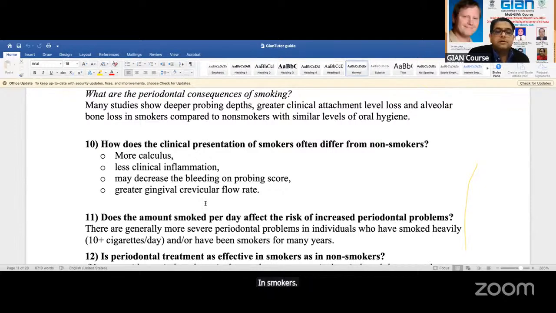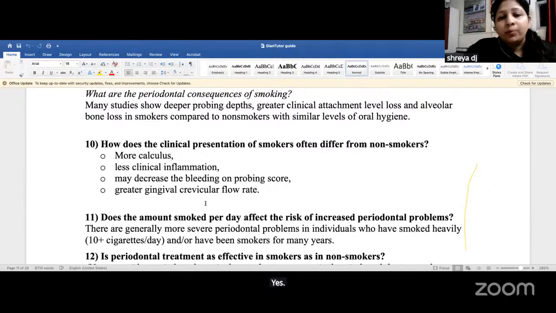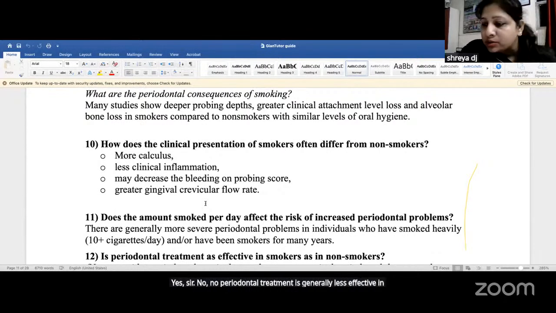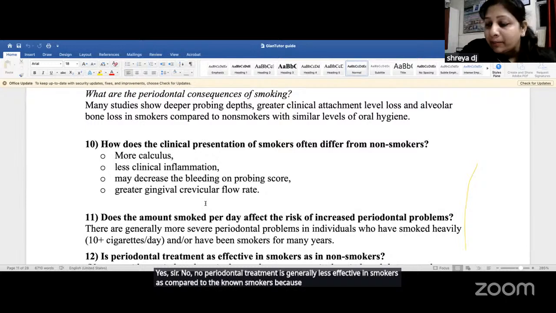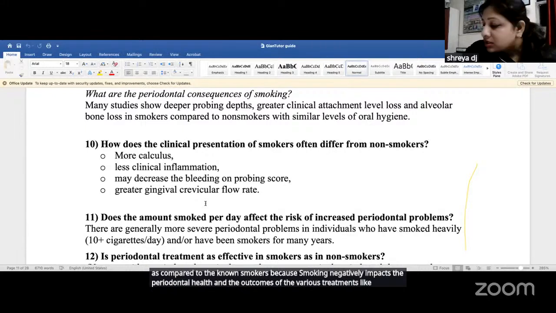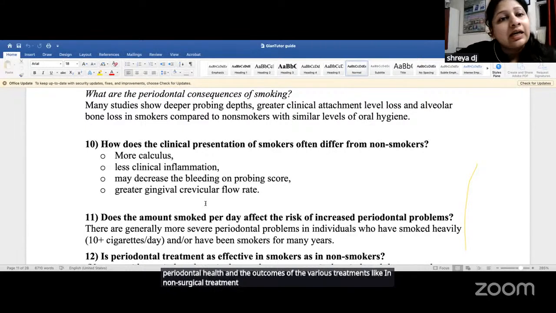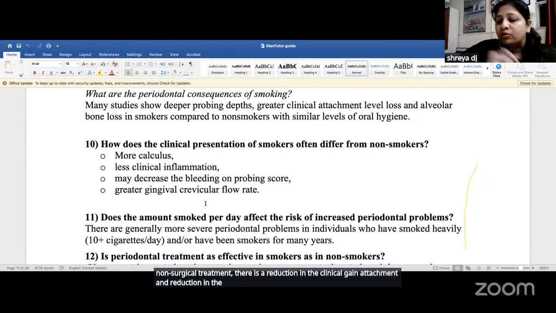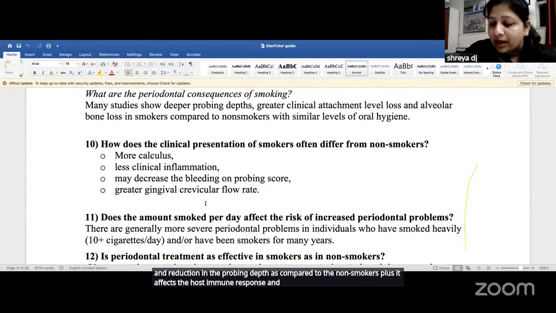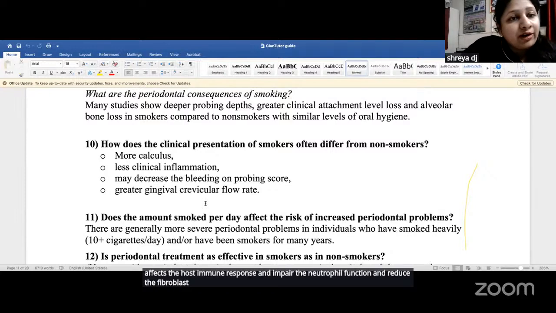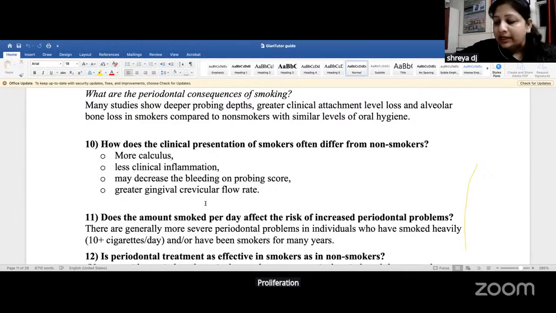DG Dental College, please respond to this. Yes, sir. No, periodontal treatment is generally less effective in smokers as compared to non-smokers, because smoking negatively impacts periodontal health and the outcomes of the various treatments. In non-surgical treatment, there is a reduction in the clinical attachment gain and in the probing depth reduction as compared to non-smokers. Plus, it affects the host immune response, impairs neutrophil function, and reduces fibroblast proliferation, which slows the healing.